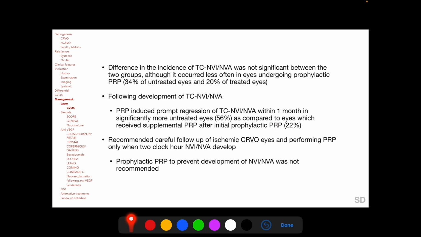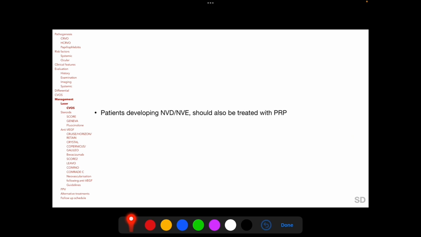So CVOS recommended careful follow-up of eyes with ischemic CRVO without neovascularization at presentation, and performing PRP only when 2 clock hour NVI and/or NVA develop on follow-up, and prophylactic panretinal photocoagulation at baseline to prevent development of NVI and/or NVA was not recommended, and this is very important to remember. And of course, patients presenting with or developing NVD or NVE with or without NVI and/or NVA should also be treated with panretinal photocoagulation.